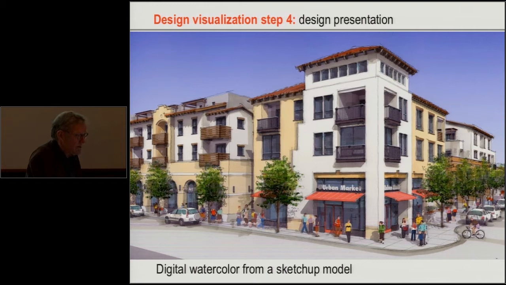But what I do is I print that SketchUp view onto a matte finish paper, add colored marker and pencil and some other things to it. But then I go back and I scan it, and then in Photoshop I apply a watercolor filter to it so it really softens it up and roughs it up.